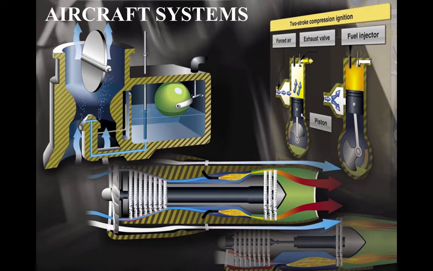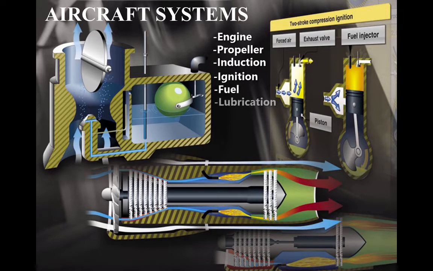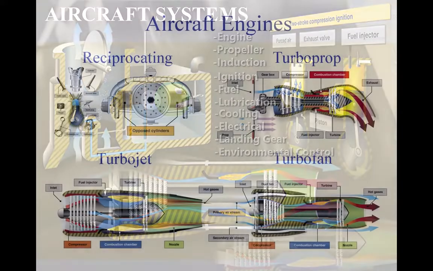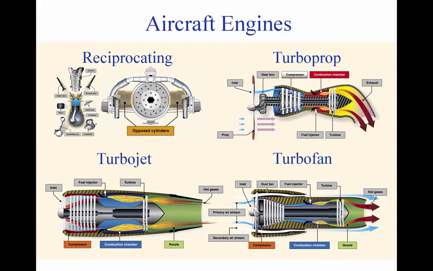Tutorial 6, Aircraft Systems. This lesson will cover aircraft systems. These include the engine, propeller, induction, ignition, as well as the fuel, lubrication, cooling, electrical, landing gear, and environmental control systems. An aircraft engine or power plant produces thrust to propel an aircraft.